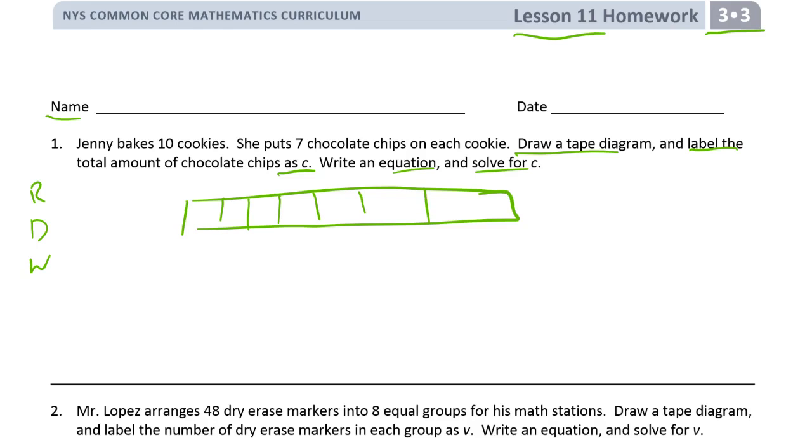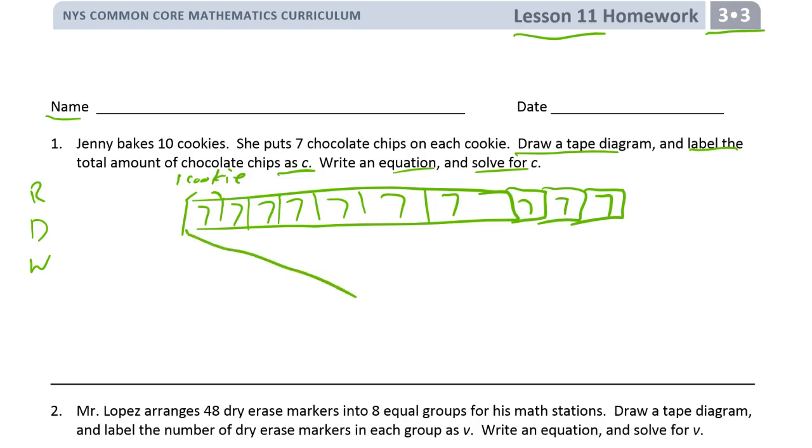1, 2, 3, 4, 5, 6. And these are all 1, 2, 3, 4, 5, 6, 7. So that's 7 sevens. That's not enough. I need 10 sevens because each one of these is one cookie. I need more cookies. 8, 9, 10. It's easy to fix a tape diagram to add more onto it. So the whole amount of chocolate chips is C. There.